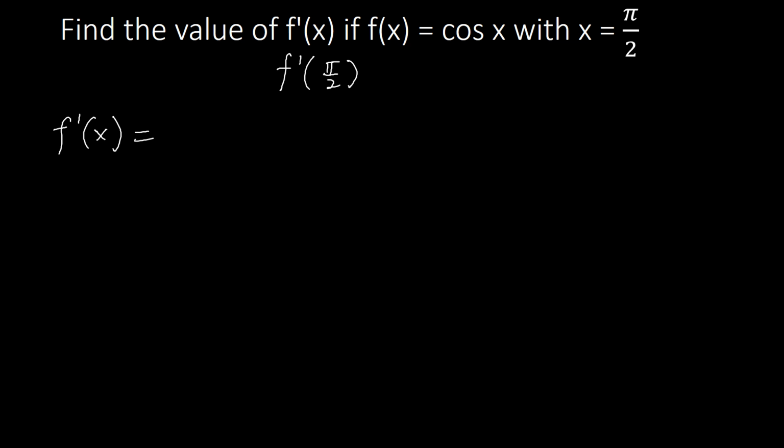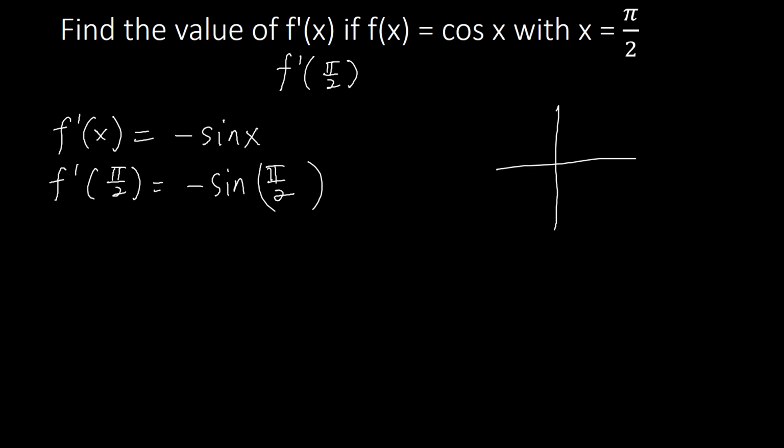We have cosine x, the derivative of that is negative sine x. And then we are going to substitute our value pi over 2 on our x. So this is negative sine of pi over 2. Now in a unit circle, we have pi over 2 as equivalent to 90. If this is our 0 degrees, this is our pi. This one is our pi over 2.